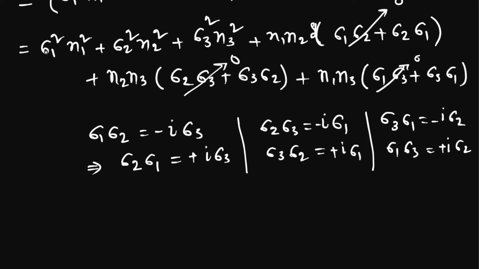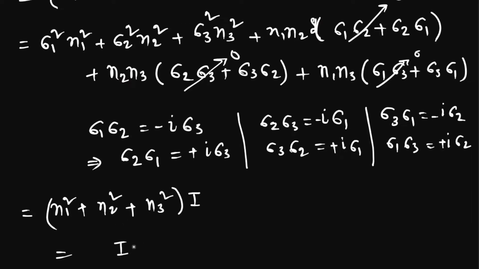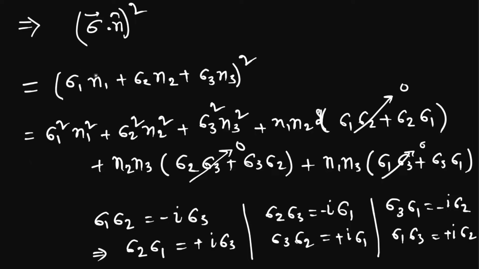which means, and we know that sigma 1 square is equal to 1, sigma 2 square is also 1, and sigma 3 square is also 1, where 1 means the identity operator. That means n1 square plus n2 square plus n3 square, into the identity operator. Since n is a unit vector, n1 square plus n2 square plus n3 square is equal to 1. It is nothing but the identity operator.